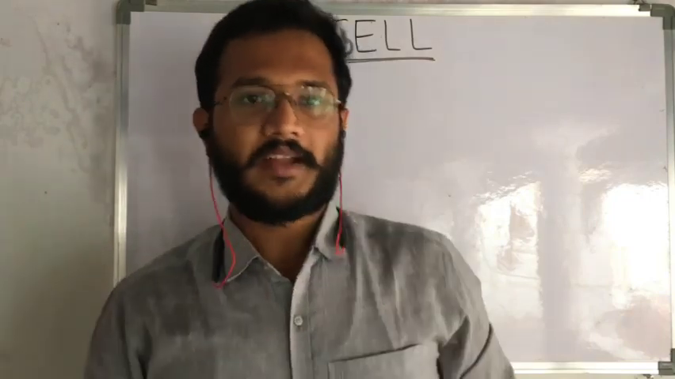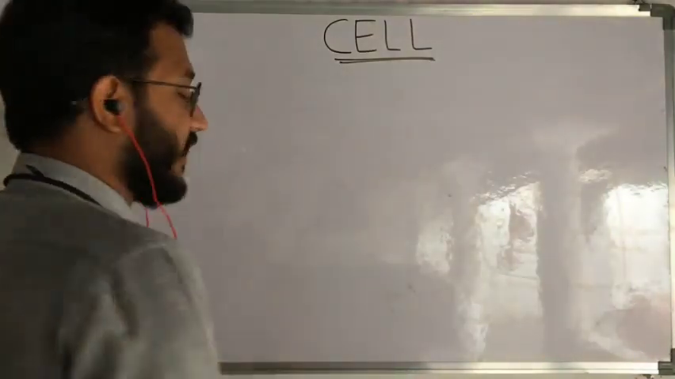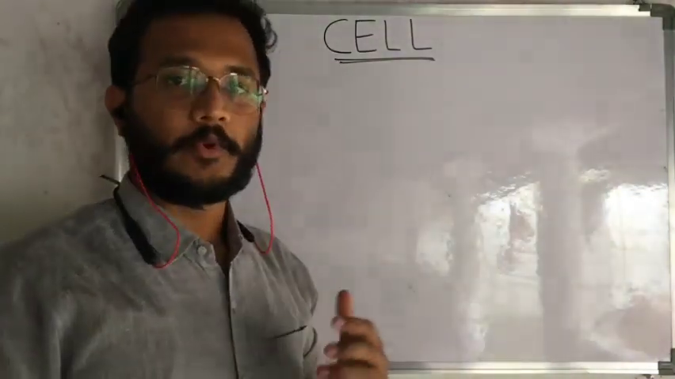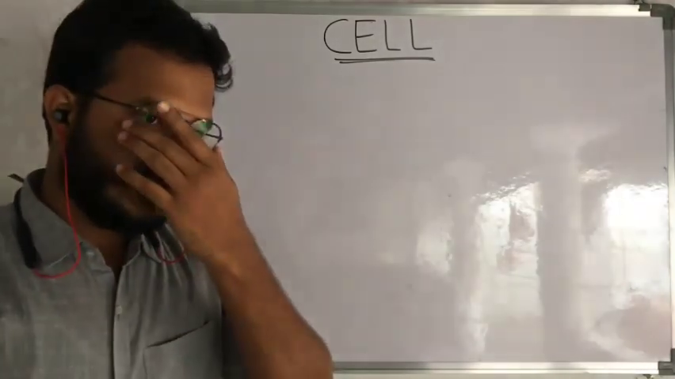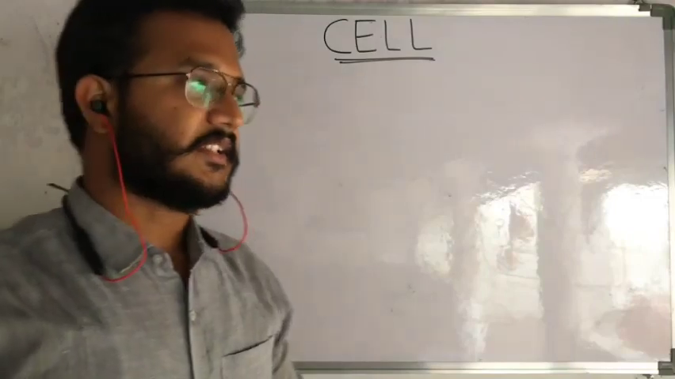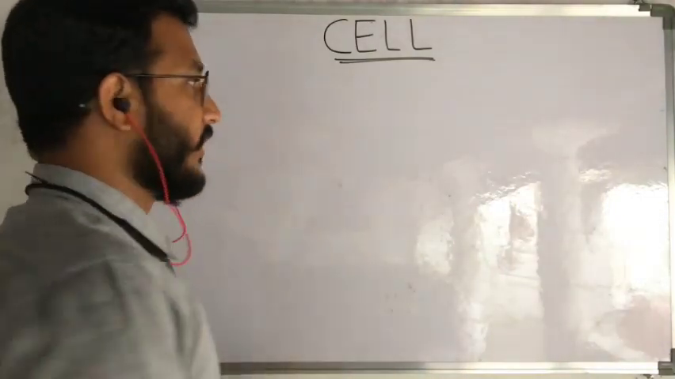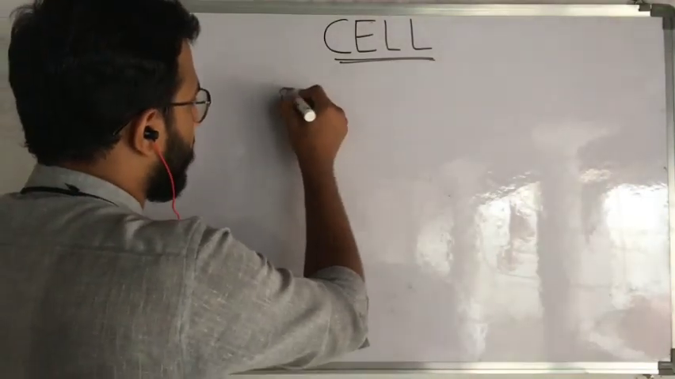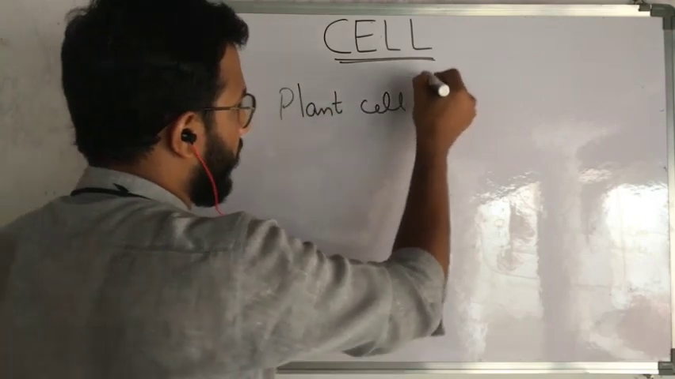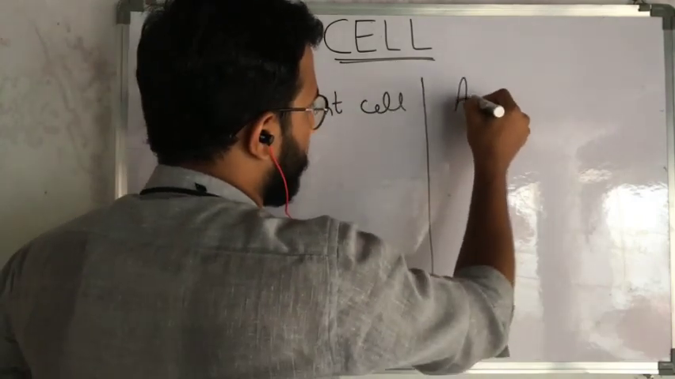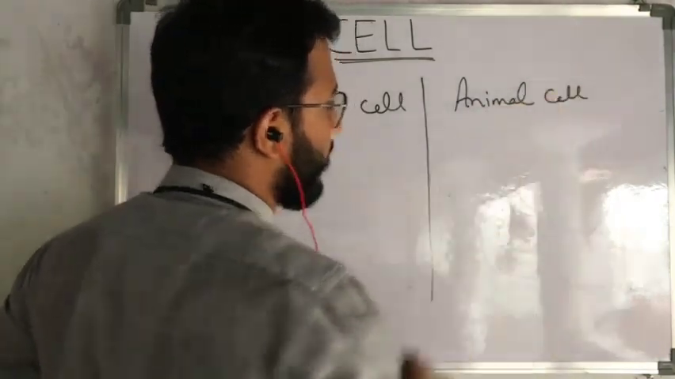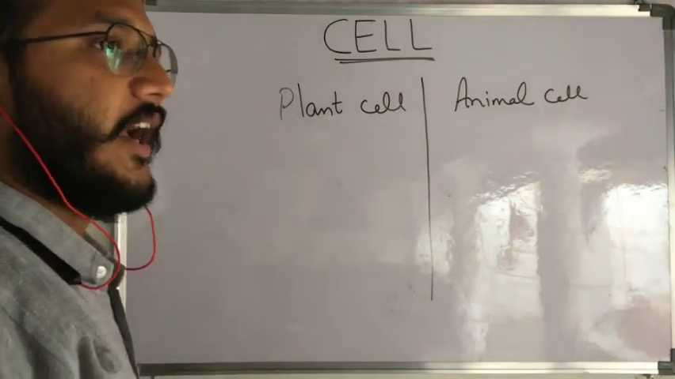So come back to our class. Yesterday we discussed the introduction of the cell and the differences between prokaryotic and eukaryotic cells. As I told you in the previous class, today we are going to discuss the differences between the plant cell and animal cell.